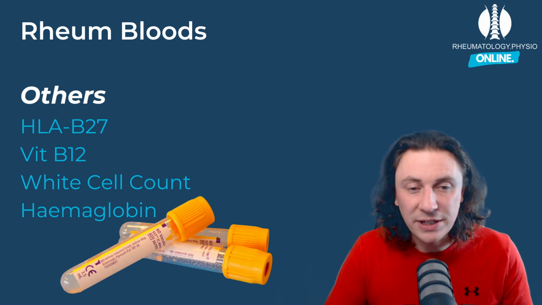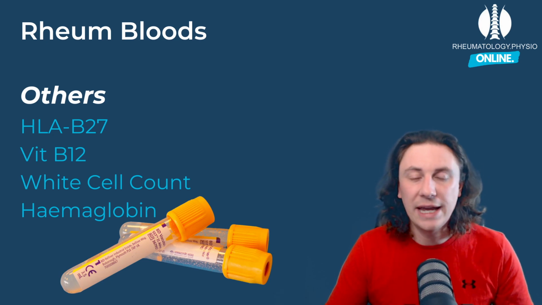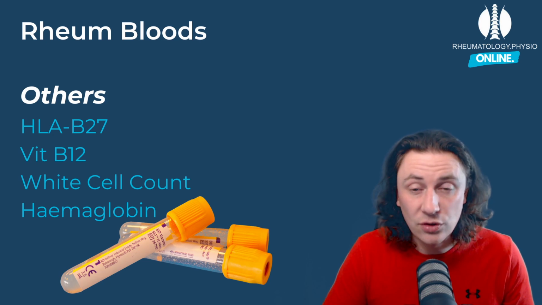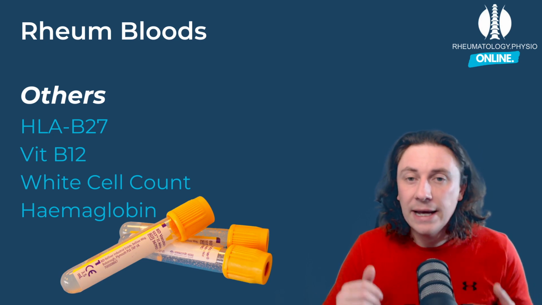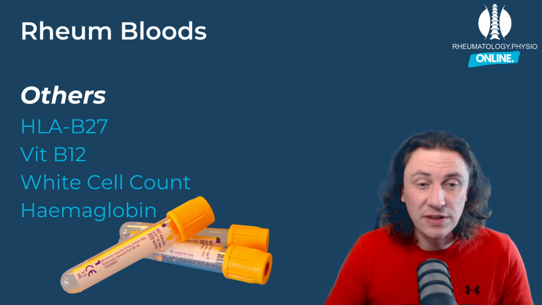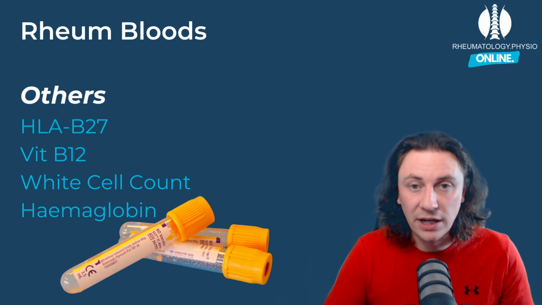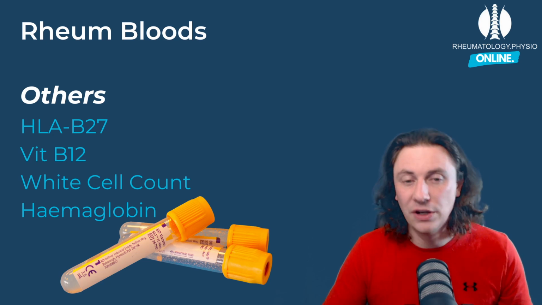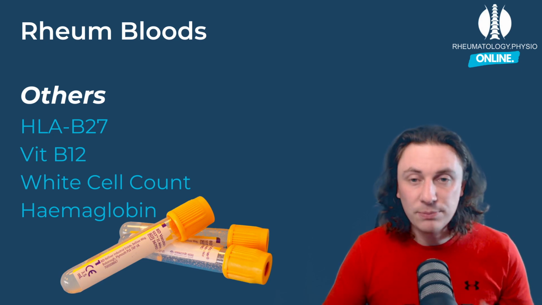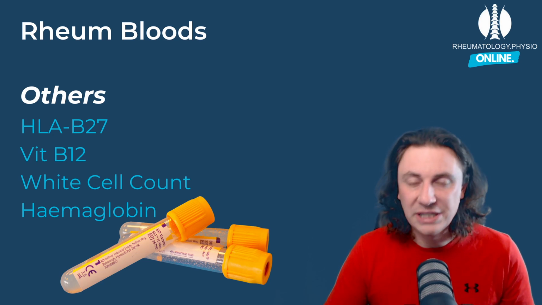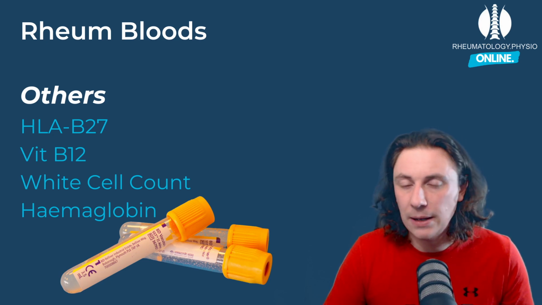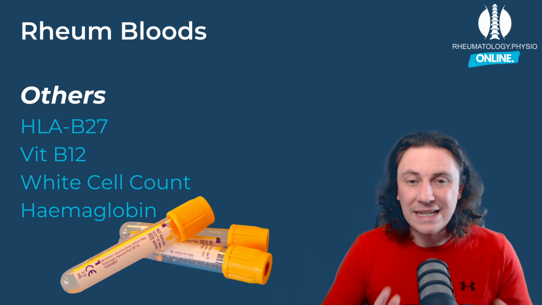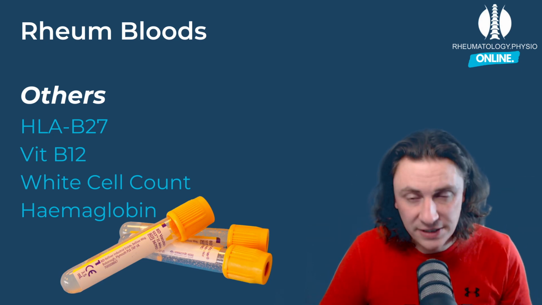So HLA-B27 is your genetic test, and with HLA-B27 associated disorders, you're either positive or you're negative. There's no number involved in that. Those related disorders are things like Crohn's disease, ulcerative colitis, acute anterior uveitis, and psoriasis, but also types of arthritis such as axial spondyloarthritis, psoriatic arthritis, the spondyloarthritis umbrella conditions.